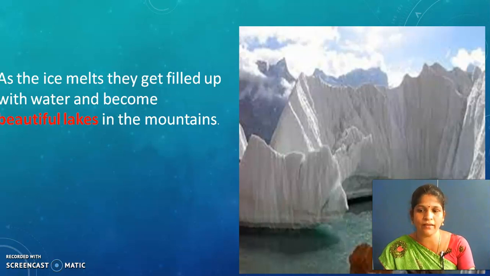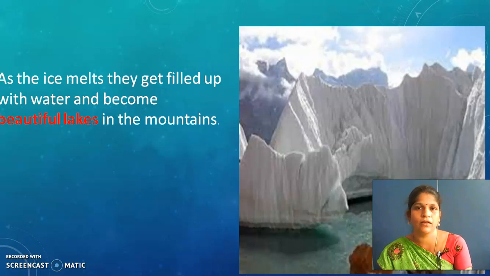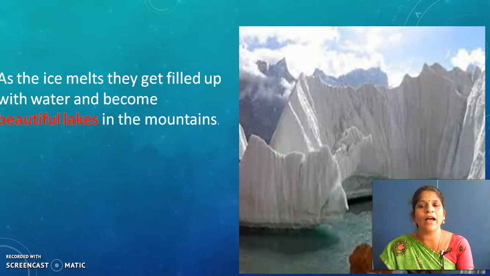Then, as the ice melts, they get filled up with water. The melting ice gives water to the low-lying areas, so that looks like a lake. Like that, we can see beautiful lakes in Jammu and Kashmir and in many places in the Himalayas. As the ice melts, they get filled up with water and become beautiful lakes in the mountains.